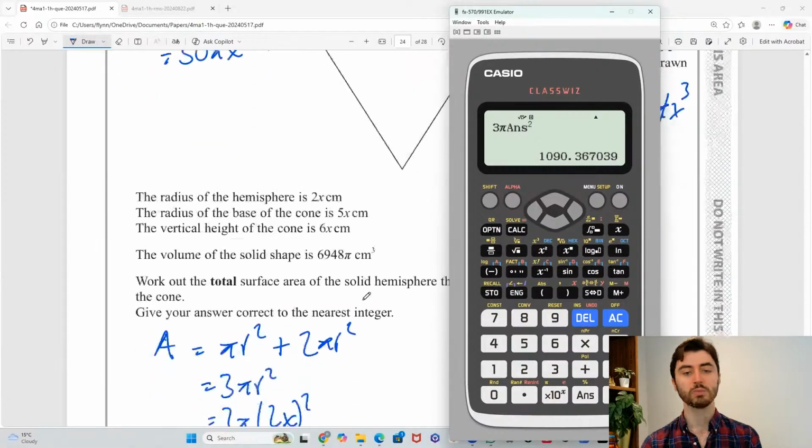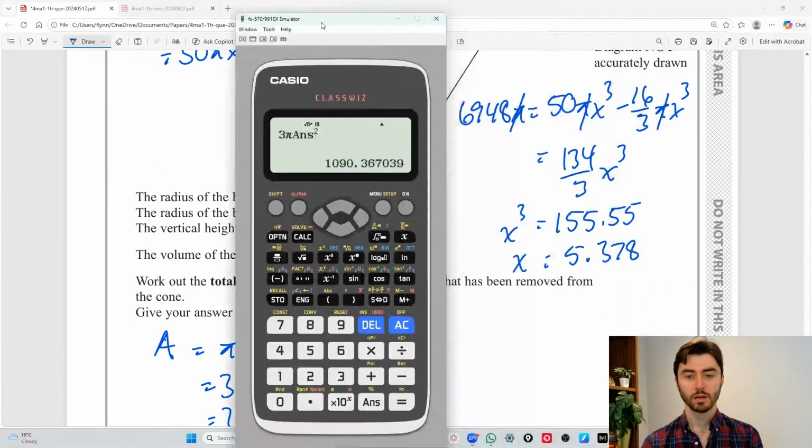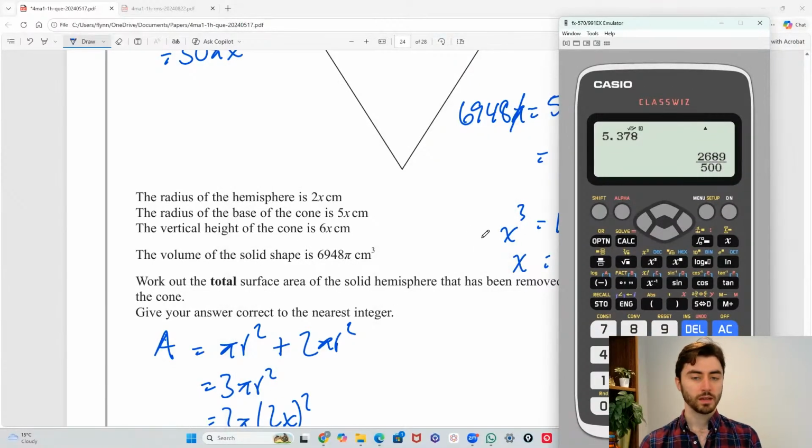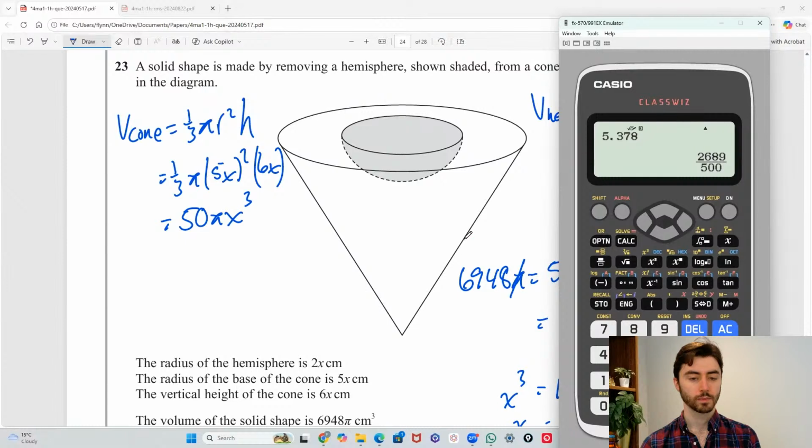I'm going to plug it back in and make sure I get the right volume. So if my x is 5.378, then the volume of the cone, which is a third times pi times the radius of the cone, which is 5 answer squared, times the height of the cone, which is 6 answer.